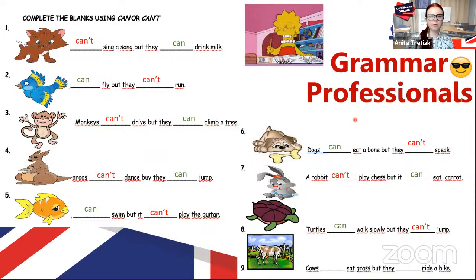And finally, number 9, to check. Cows can eat grass, but they can ride a bike. So can they eat grass or maybe they can ride a bike? Share your ideas. Share what you think. Write this in the chat. All right, let's check. So cows can eat grass. This is their diet actually, but they can't ride a bike.